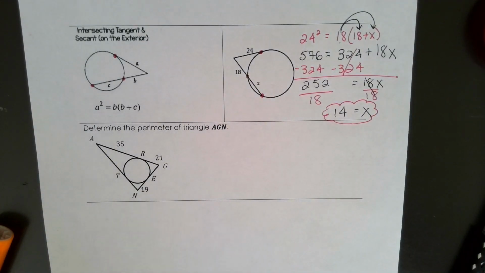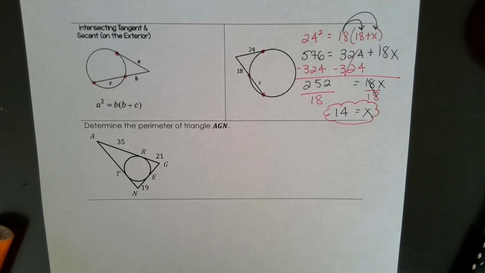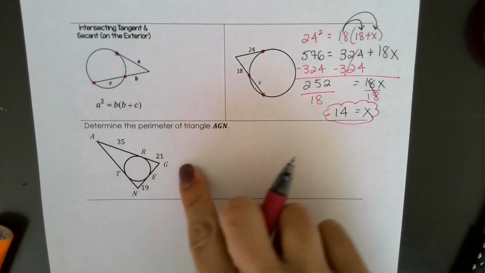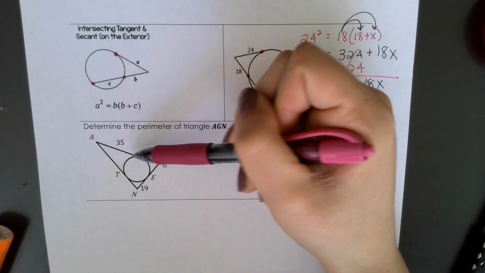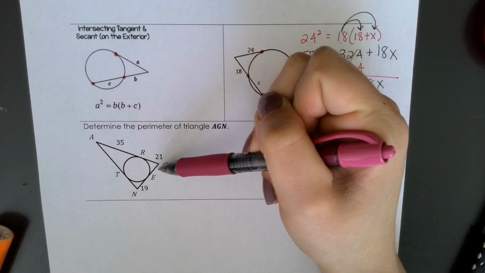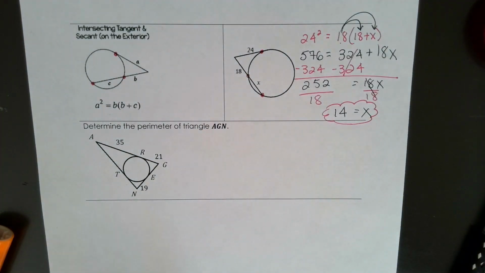Okay, so those are the main 5 examples we'll see for different types of tangent, secant, and chords. And last but not least, it says determine the perimeter of triangle AGN. I want to know the perimeter of this triangle. Perimeter means you are adding the outsides, right, all around. So let's see, this is 35, and this part's 21, I'm missing 19 here, and I'm missing here. So we're going to use what we learned to help us find the perimeter.